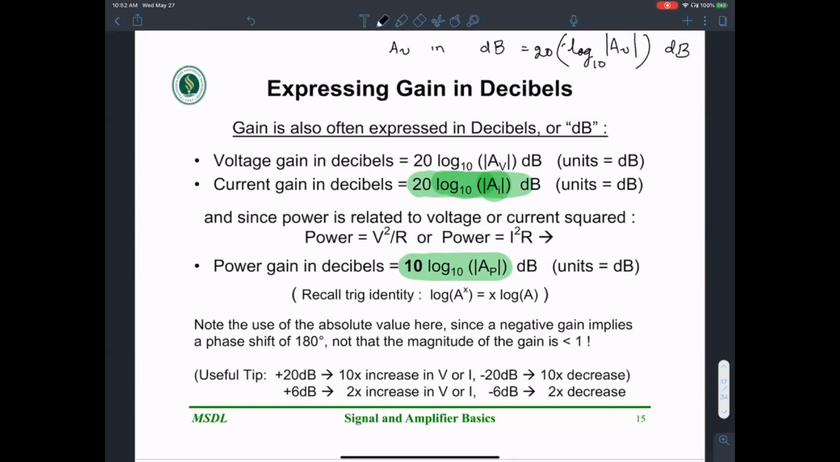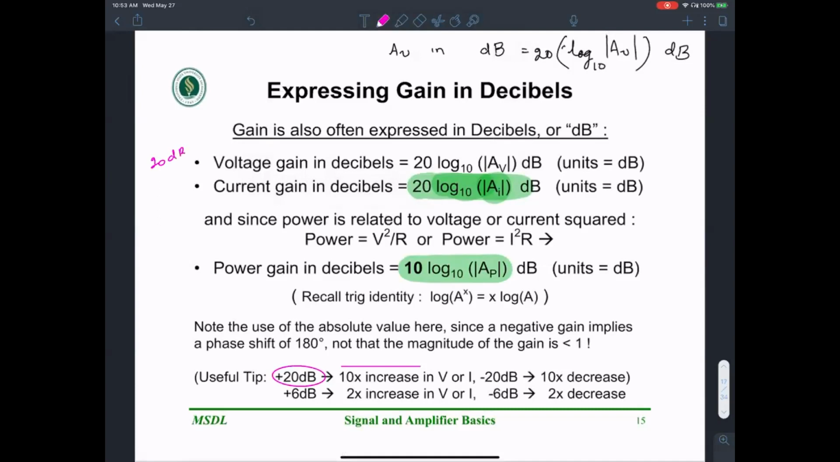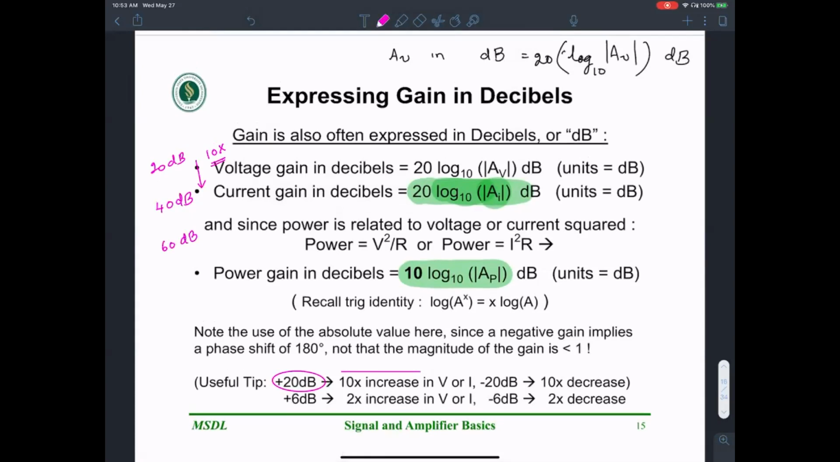So a few intuitions for us. A 20 dB increase simply means there's a 10-times increase. Let's say the gain goes from 20 dB to 40 dB. It simply means that the magnitude of gain has increased 10x. If it goes to 60 dB, then it simply means there's a further increase of gain by 10x. So for each 20 dB increase in gain, the magnitude increases tenfold.